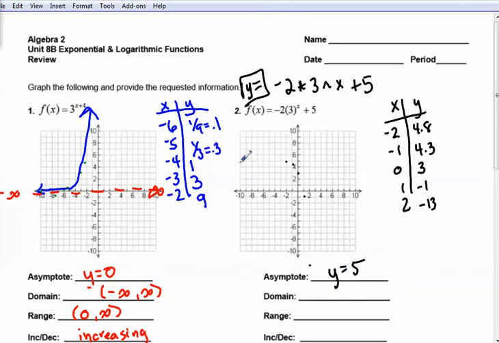So let me go ahead and put that in right now. Y equals 5 straight across. And then I'll switch color to try to sketch this in. It's kind of hard on the smartboard to graph.